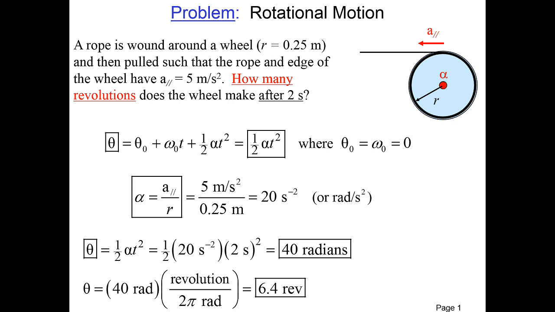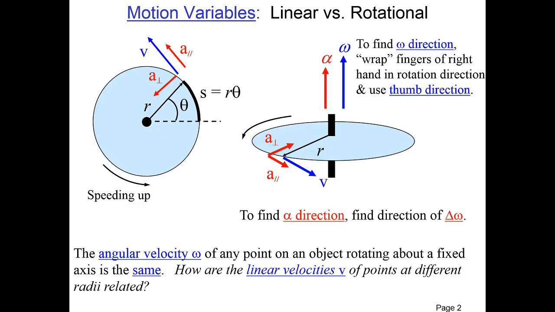So to convert back to revolutions, there is 2 pi radians in 1 revolution, so we multiply 40 radians by 1 revolution per 2 pi radians, and that gives us about 6.4 revolutions.